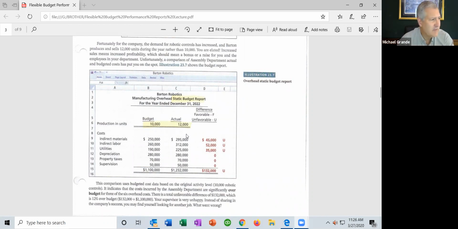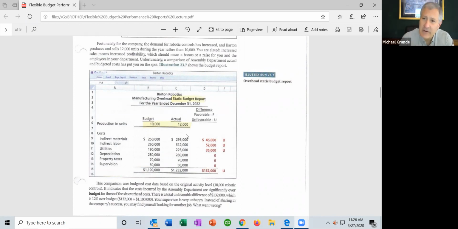So when we look at this, we look at indirect materials. The budget was $250,000. They actually spent $295,000, a $45,000 unfavorable variance. They spent more than they should have spent. Indirect labor, the budget says $260,000, they actually spent $312,000. Again, unfavorable variance. Utilities, $190,000 versus $225,000. Again, a $35,000 unfavorable variance. And there's no variance in depreciation, property taxes, and supervision.